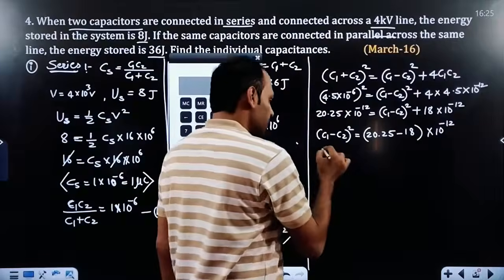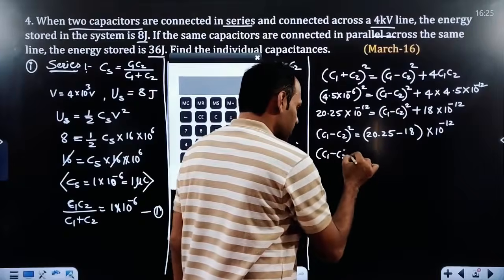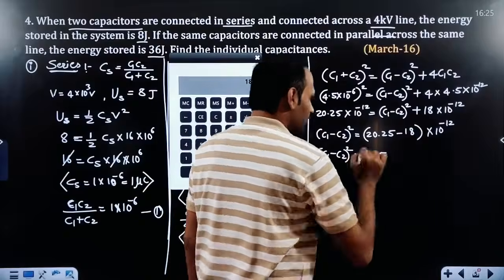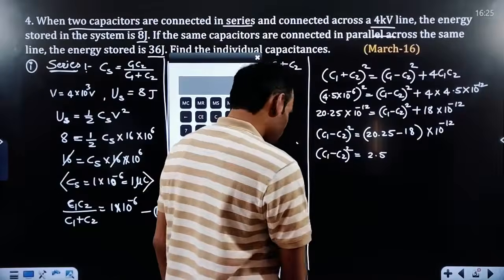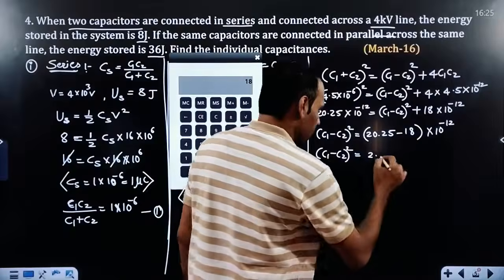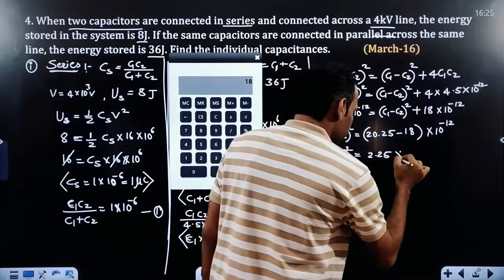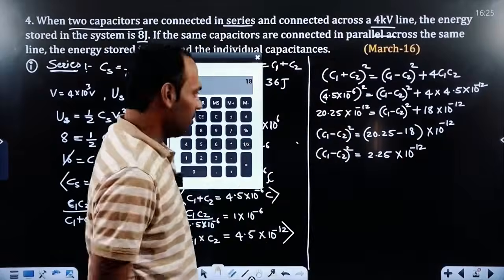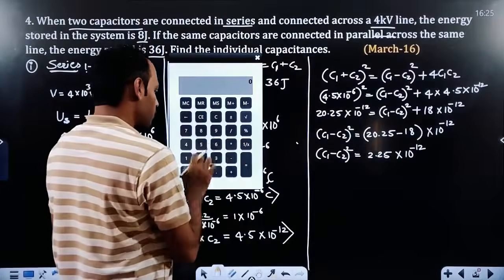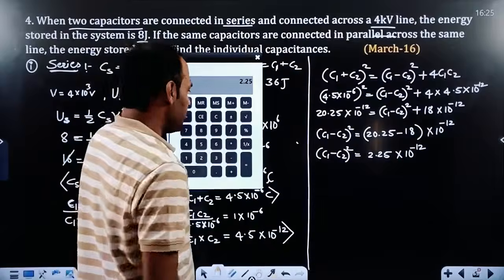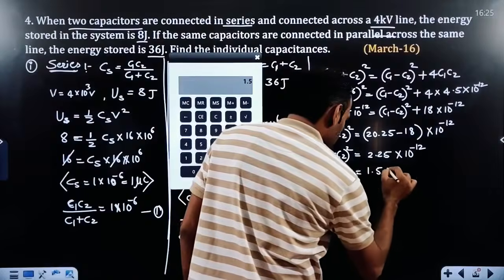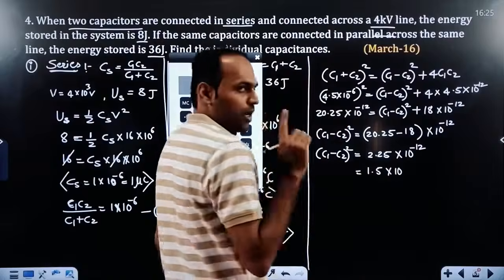If we simplify this, C1 minus C2 whole square is equal to 20.25 minus 18, which is 2.25, into 10 to the power minus 12. Next step, we want the square root of 2.25. We know this already. It will be 1.5, correct? So we get 1.5 into 10 to the power, how much will it be?